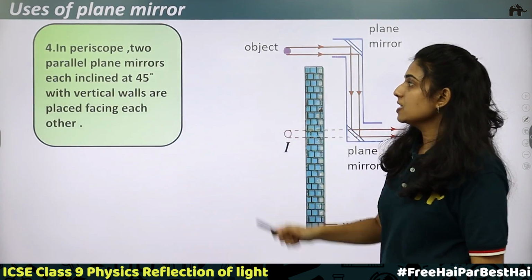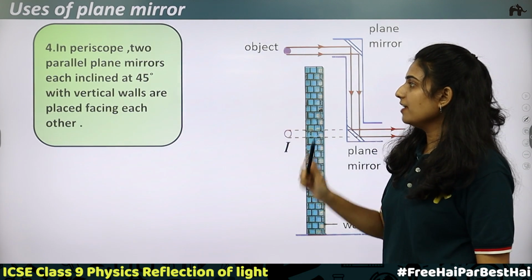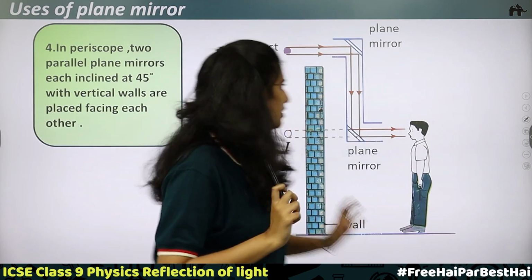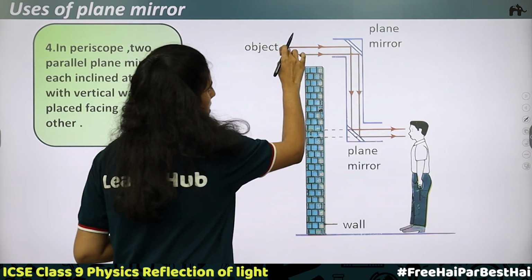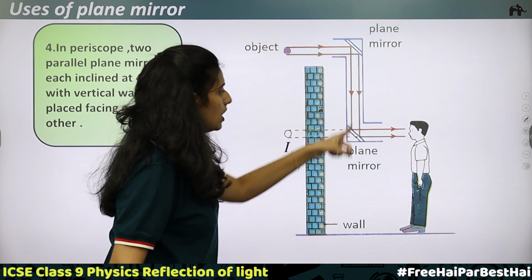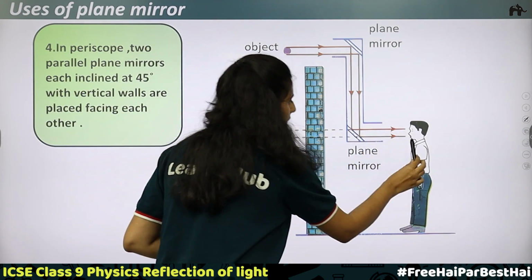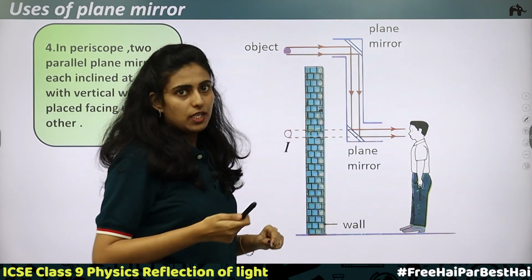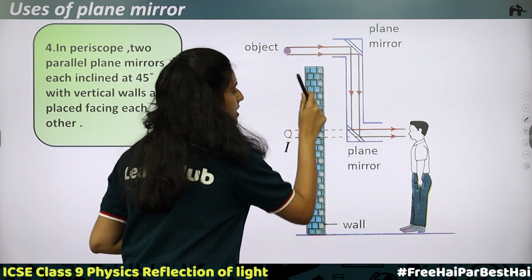Next is the periscope. In a periscope, 2 parallel plane mirrors, each inclined at 45 degree with vertical walls, are placed facing each other. So here you can see this is the object, and this is what a periscope is. A person is standing here. Standing here, he is not able to see the object which is at a height normally. So he can use a periscope to see this object.